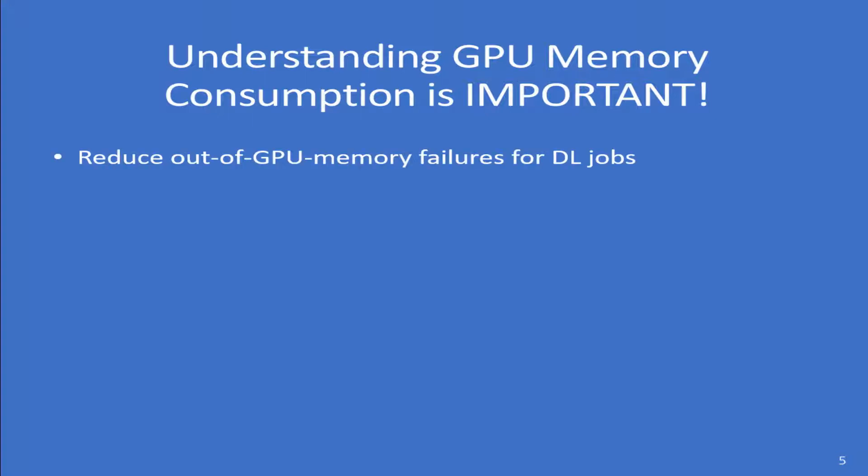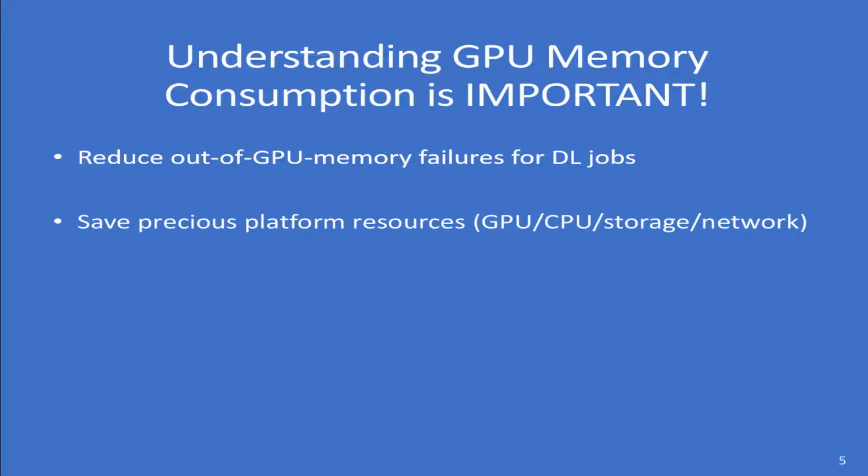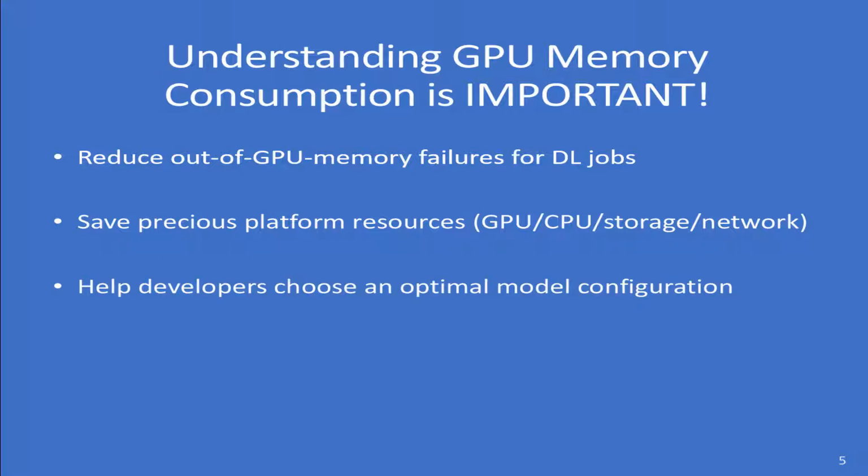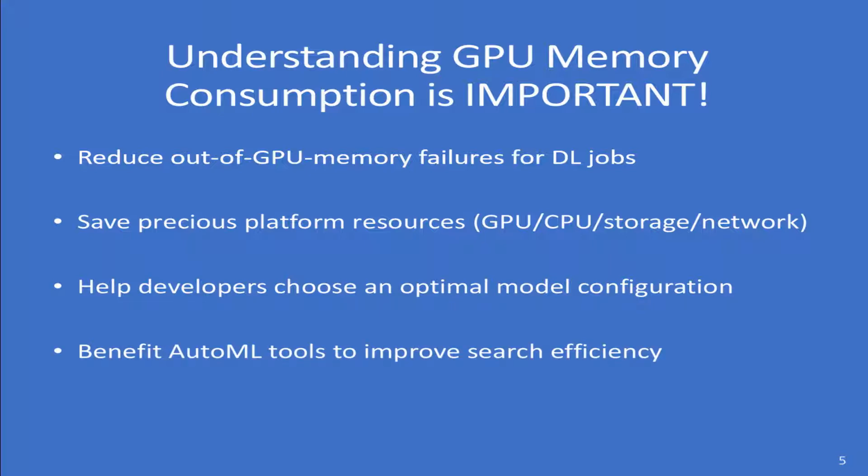We've summarized some of the benefits of estimating GPU memory consumption of DL models. First, it can reduce out of GPU memory failures for DL jobs. It can save platform resources such as GPU, CPU, storage, and network. It helps developers choose an optimal model configuration, benefits AutoML tools by improving search efficiency, and optimizes DL job planning and scheduling.